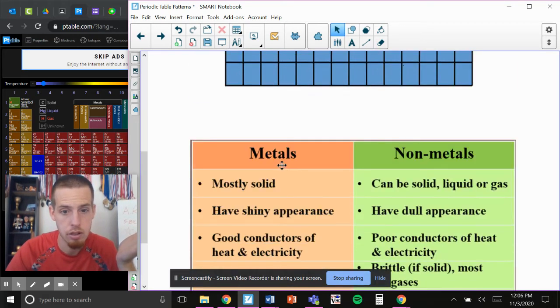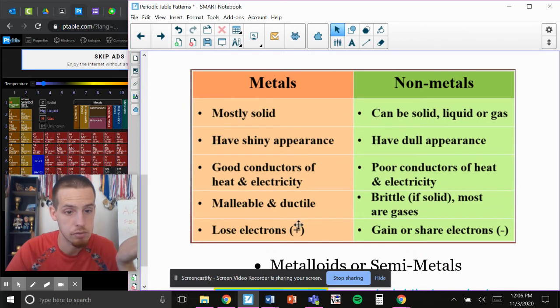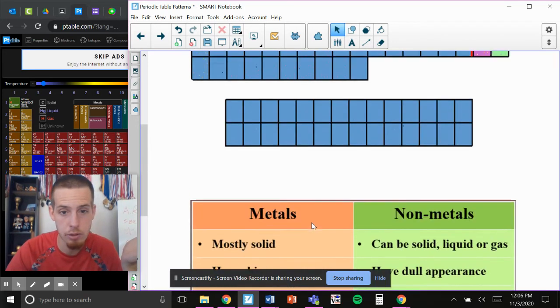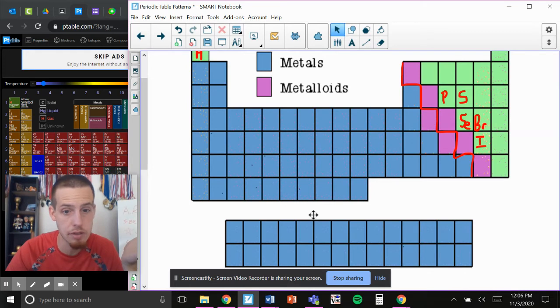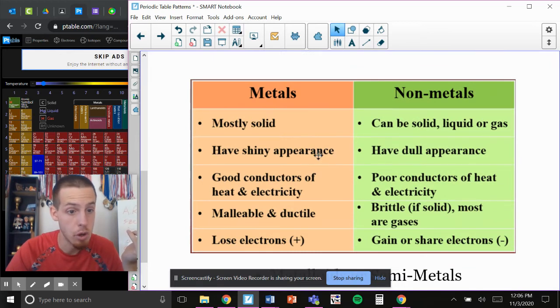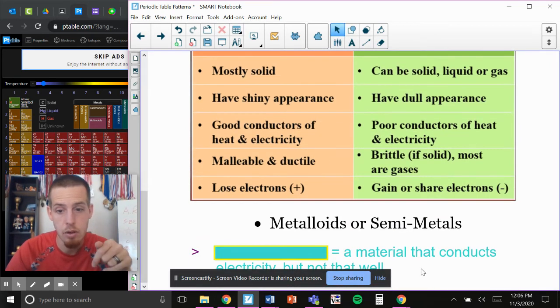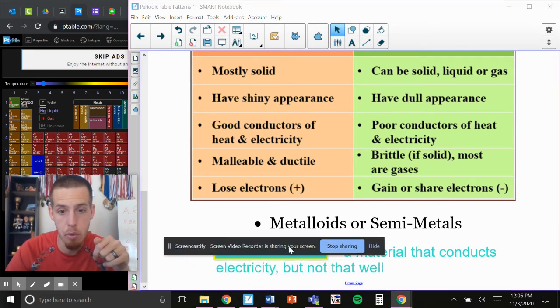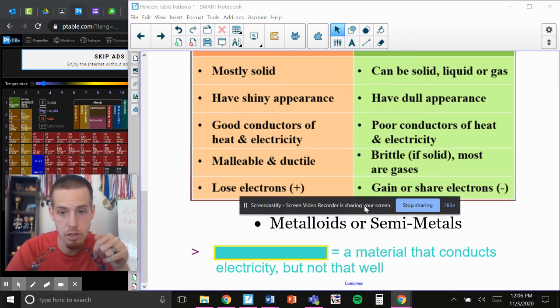All the metals have this in common. That's amazing. You now know something about every single one of these elements, even ones you don't know about. For example, like einsteinium. Einsteinium, which is over here, you know a little bit about it now, which is a great thing.